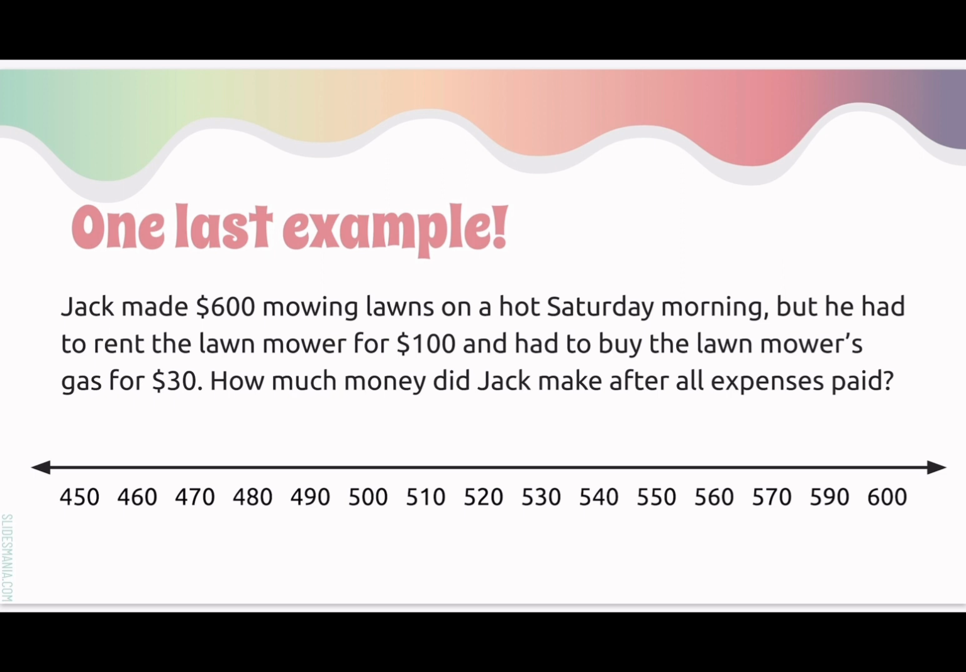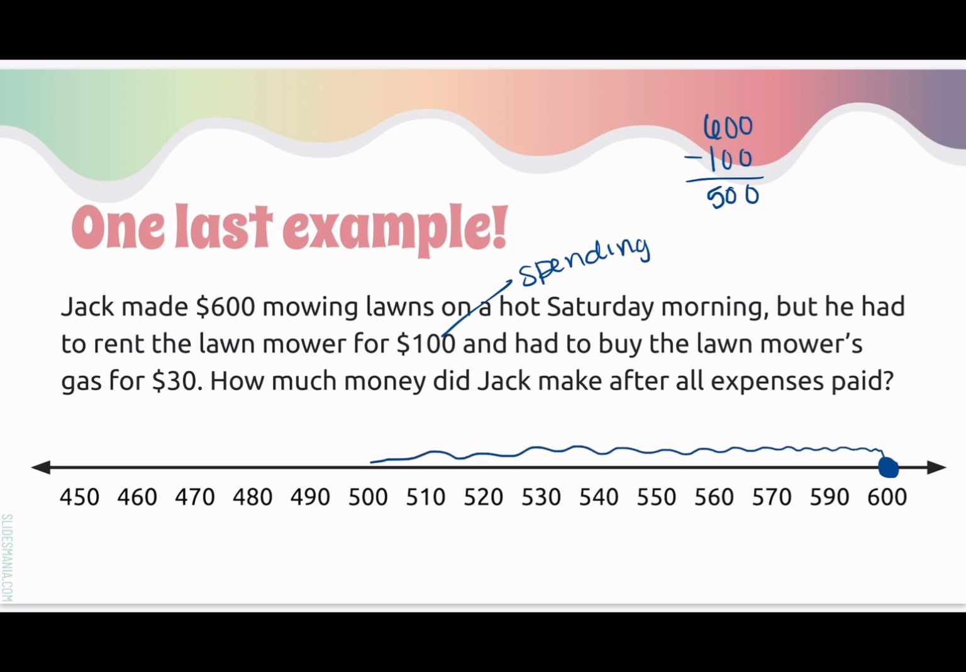Well, he made $600. So we're going to start here at $600. But he had to rent the lawnmower for $100. So this $100 is something he's spending. So this is actually going to decrease our amount by 100. And 600 minus 100 is 500. So that is going to bring us all the way to $500.